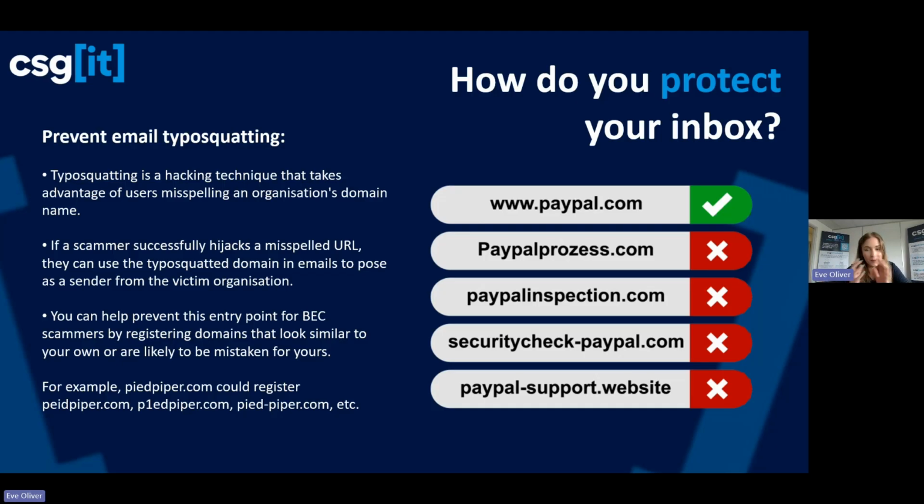And then we can help prevent this entry point for business email compromise scammers by registering domains that look similar to your own and are likely to be mistaken. So if you guys haven't done that, that's just a quick tip for us today to get your inbox more strengthened. And a quick example, if you've got piedpiper.com as your domain email, registering things like Pied Piper with hyphens in or with a 1 can help with that, because it means that these cyber attackers can't pretend to be you through different emails then.